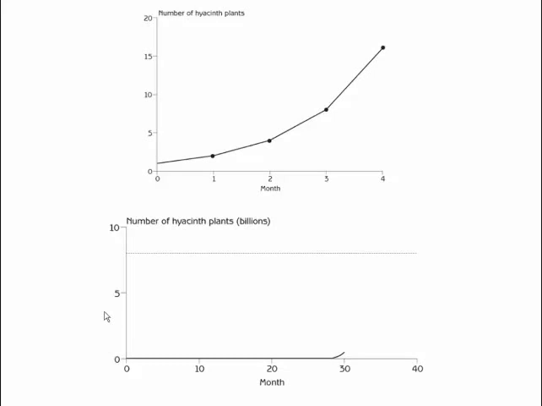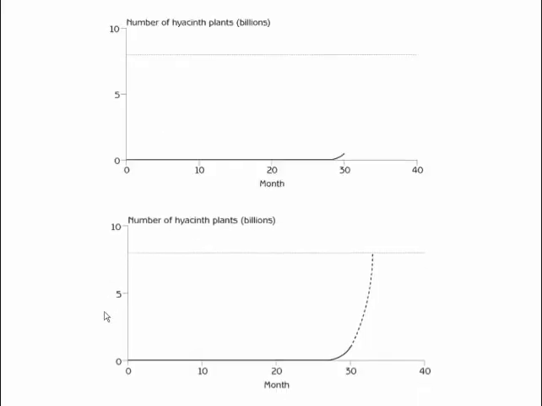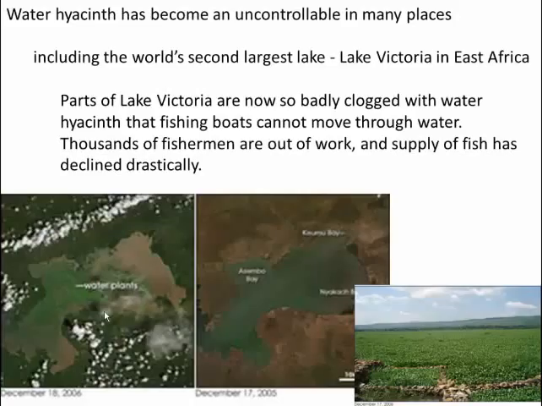You can see it starts out very slow if you look at the one on the bottom, and it just takes off because you're doubling every month. So once you get to 1 billion plants and you're doubling, you're adding another billion. So the growth is very rapid once it takes off. This is one of those plants that's uncontrollable in many places. It includes the world's second largest lake, Lake Victoria in East Africa. You can actually see it from space. That is how bad this problem can be.